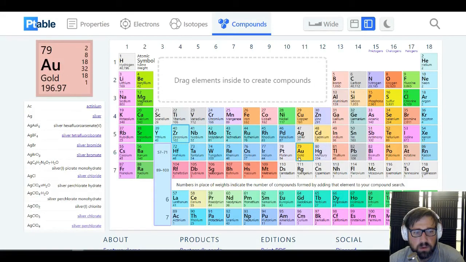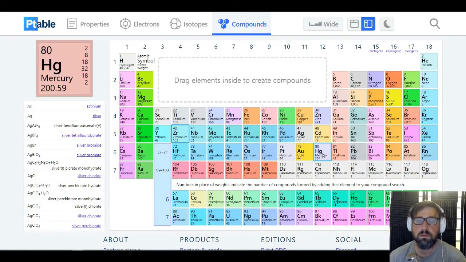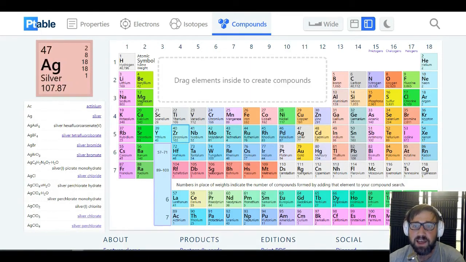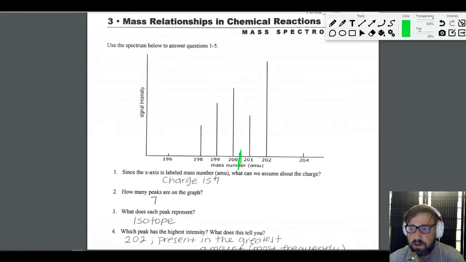So gold is 196. That's not right. Thallium is 204, so that's not right. Mercury, 200.5. There you go. No calculation needed there. That was just very quick.